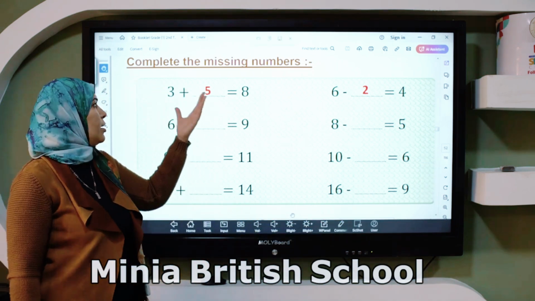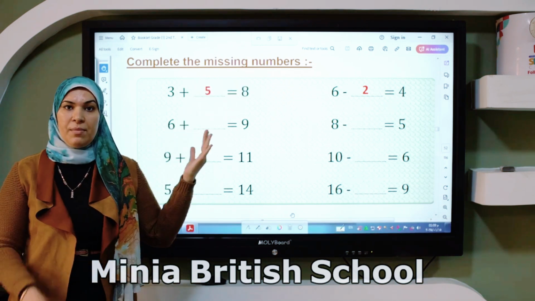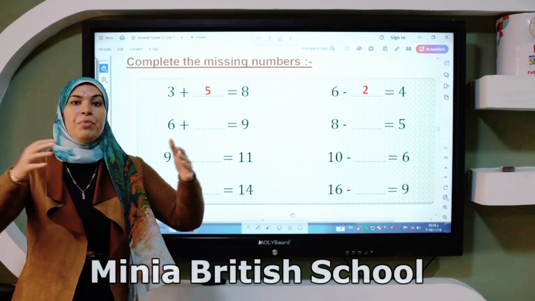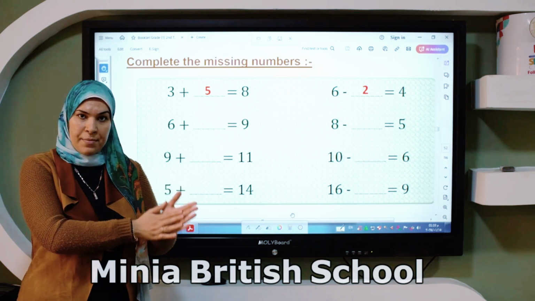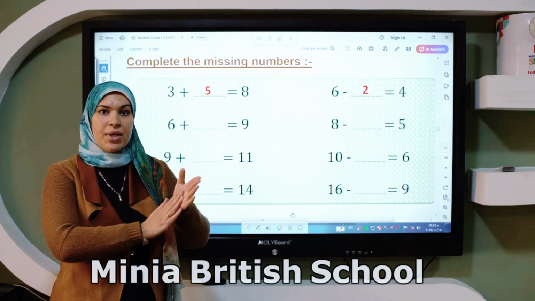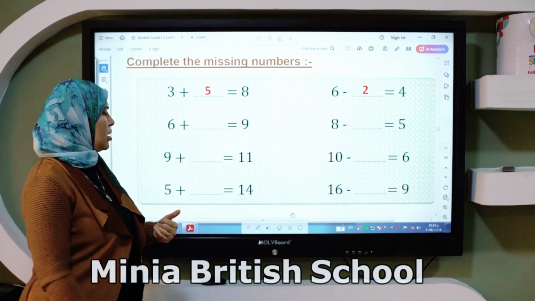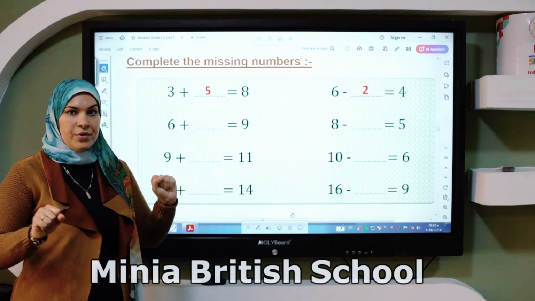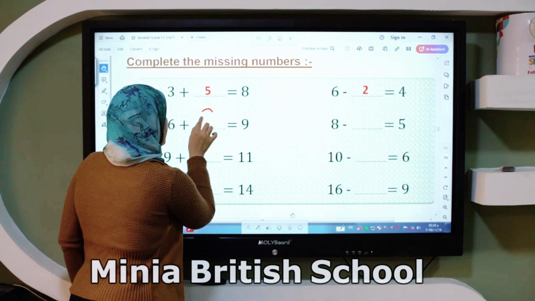Here we have a question about completing the missing numbers. We said before, if you see missing numbers, make it like subtraction. In subtraction, you count after the smaller number to reach the bigger number. If the sign is plus or minus in a missing number, you will make the same steps and answer it like subtraction. Here 6 plus space equals 9. I count after 6: 7, 8, 9. How many fingers? 3. So the answer is 3.